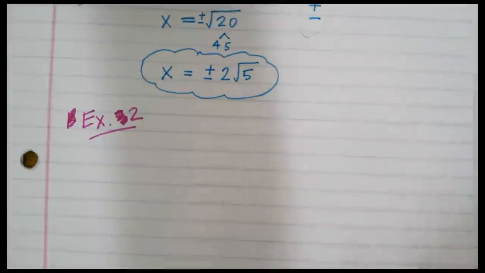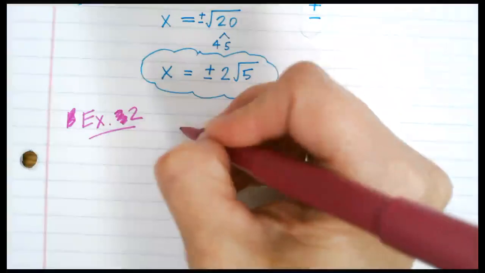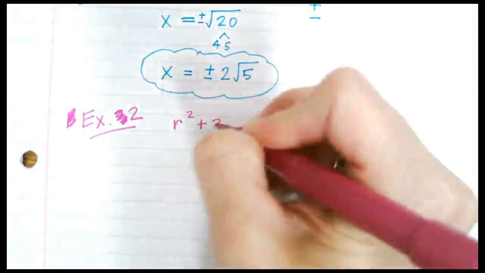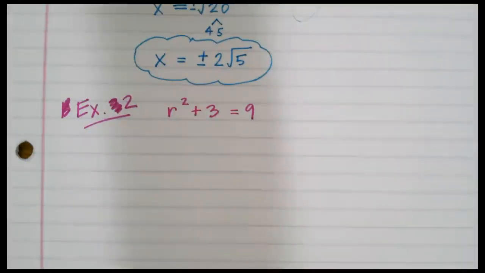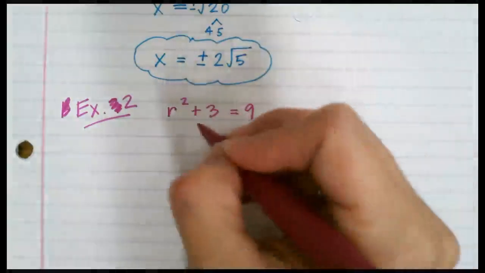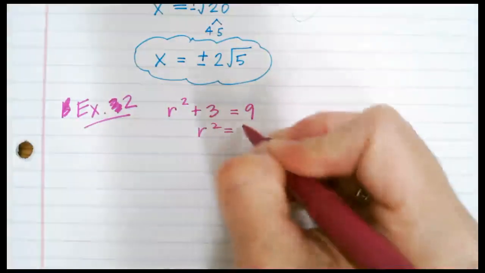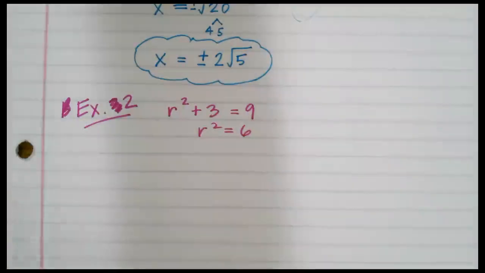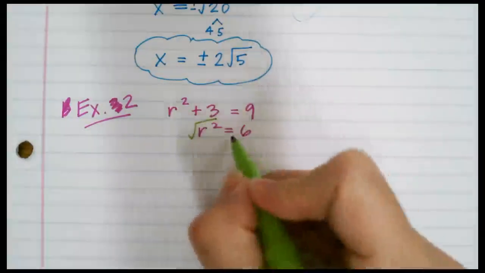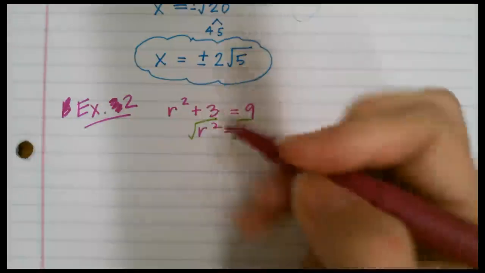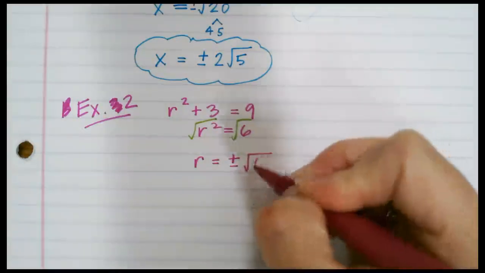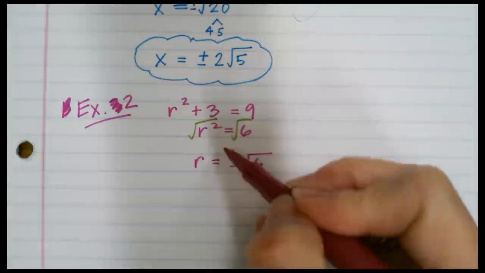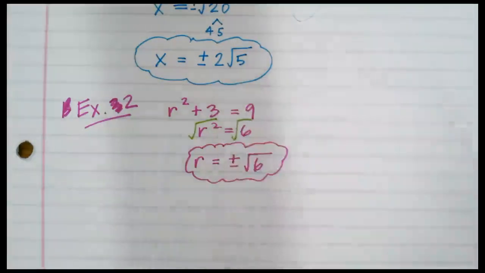All right, so let's say we need to solve. I'm going to say r squared plus 3 equals 9. So we are solving for r. We needed to subtract 3 from both sides, so r squared would equal 6. Now, in order to get what r is, I need to take the square root of both sides, and that would mean that I would have plus or minus the square root of 6. That can't be simplified, so I'm done.